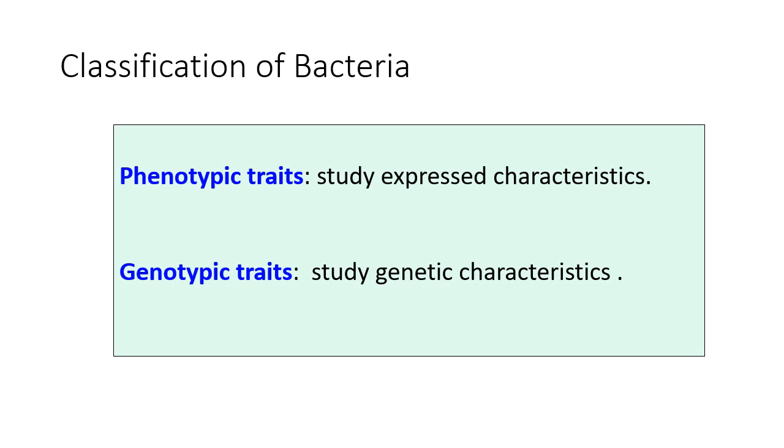So coming back to classification of bacteria, the classification could be on the basis of phenotypic traits, that is what we can see, the characteristics which are visible either by microscopy, by culture, by the biochemicals and so on. And then there are genotypic traits, where we go right down to the DNA, or in cases of viruses, if they are viral RNAs, we go down to the RNA and study the genetic characteristics.